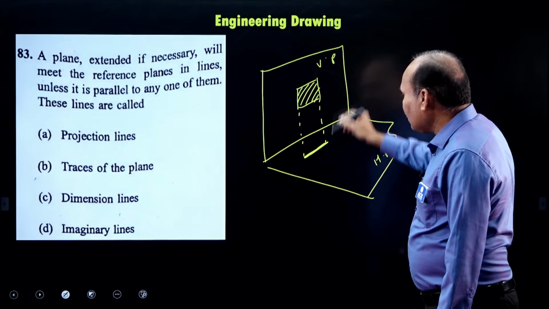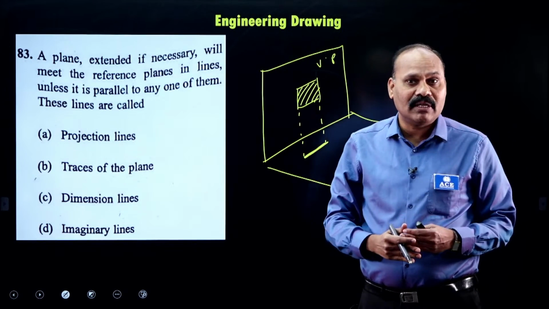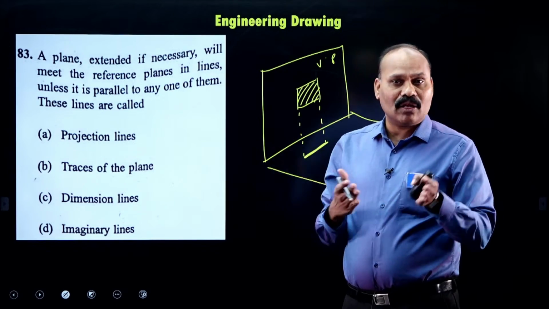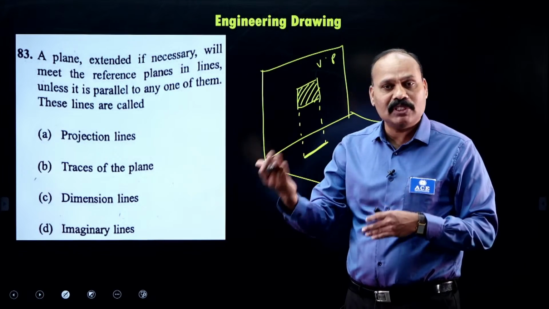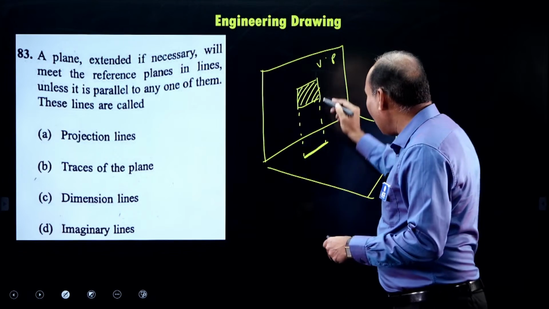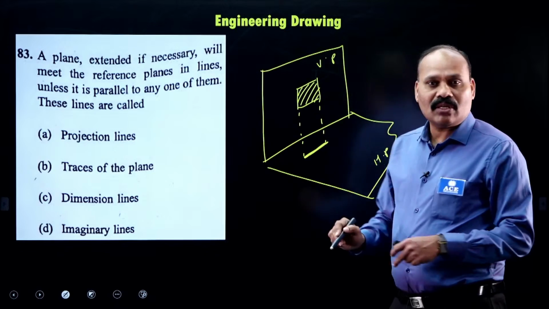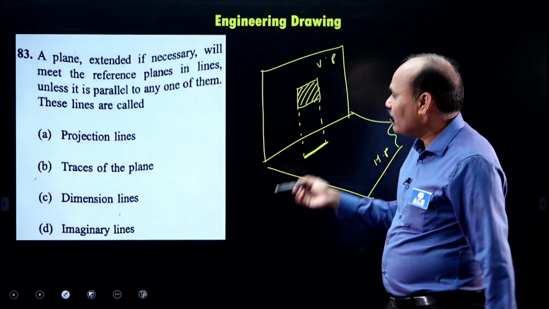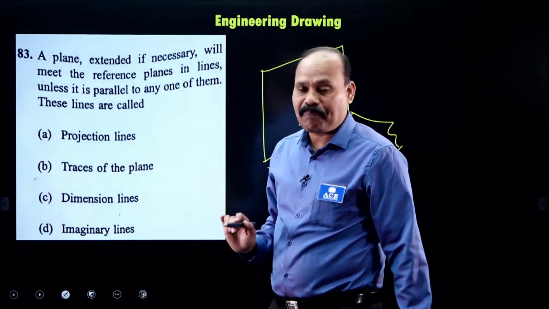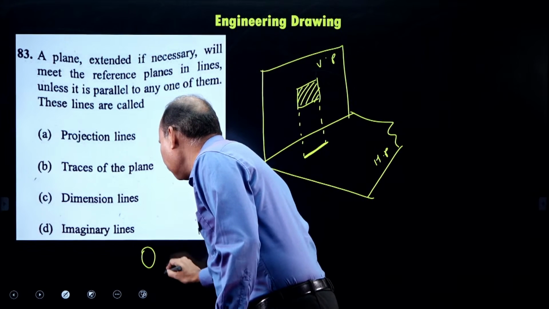This is actually a trace. So when you project anything, it is giving some impression, that is nothing but a trace. If any plane is inclined or perpendicular, then you will get a trace. Parallel means you won't get any trace. So on the horizontal plane we have a trace. It is actually called a horizontal trace. So what is the answer here? Traces of the plane. Answer is option B.